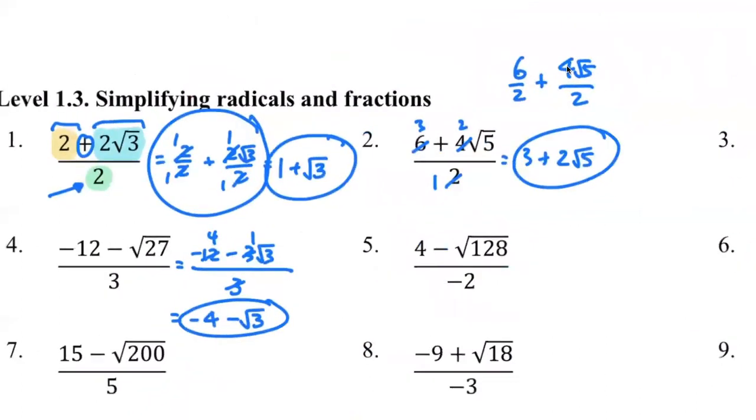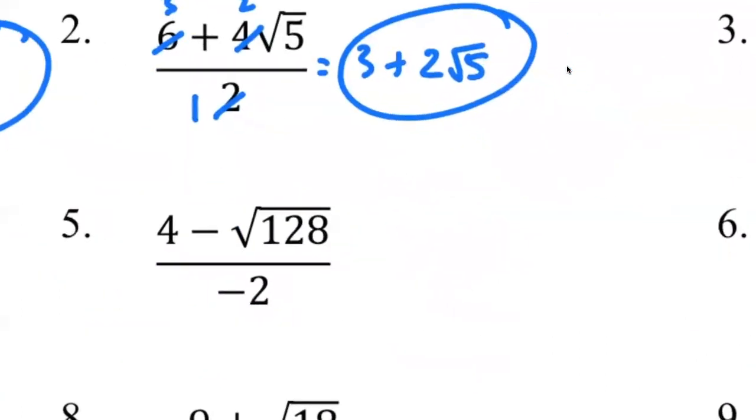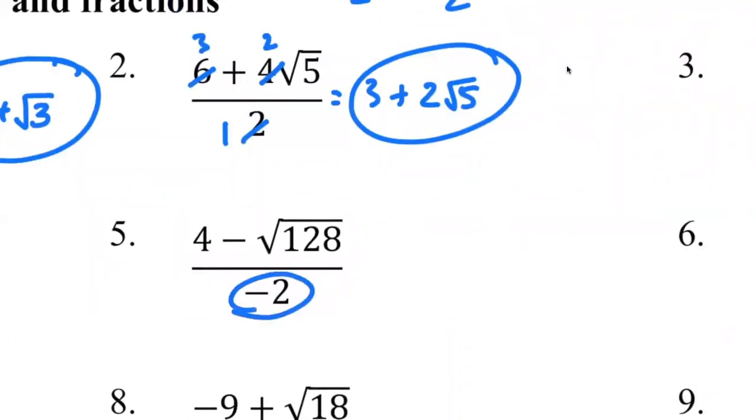And then right here, number 5. Now number 5, you have a negative right here. Don't get scared. This is a negative, so nothing's wrong. But we do need to break down this 128. I think this is the first time we saw 128. I will give you a hint. 64. Can you associate 128 with 64? 64 times 2. So square root of 128 is 8 square root 2.